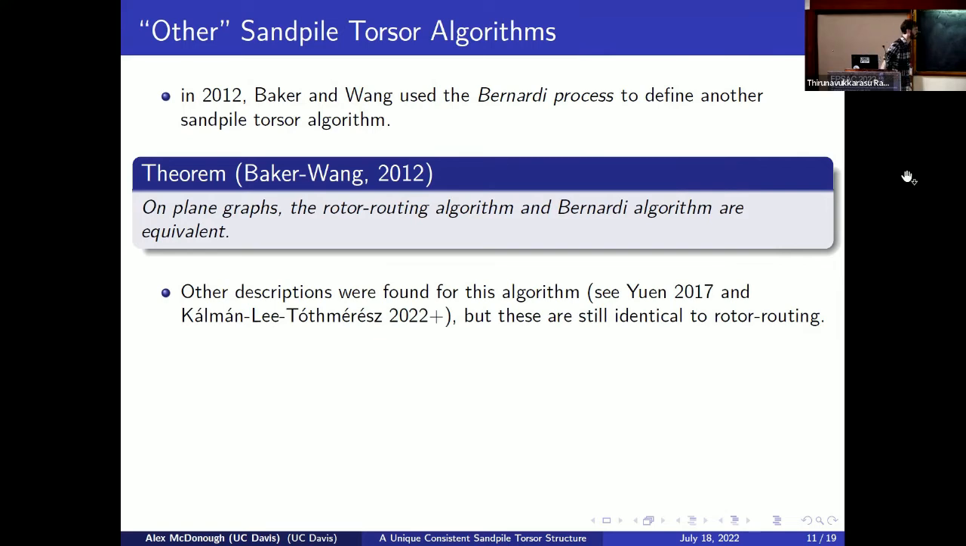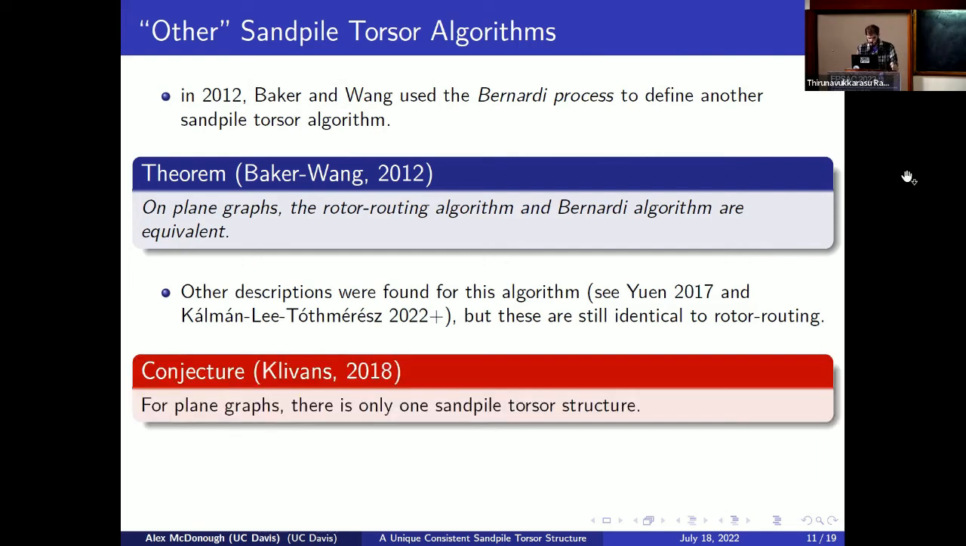So there's some other descriptions in this case. These other ones are just other perspectives of describing the Bernardi algorithm on plane graphs, or in the second case, it's talking about this Trinity perspective. And in these cases, there's not another perspective that works with ribbon graphs that have a sink, but you get this same case where these end up being identical. So we keep finding the same thing when we take different paths to look, which is surprising. And this leads to the conjecture by Klivans in her book: for plane graphs, there's only one sandpile torsor structure.